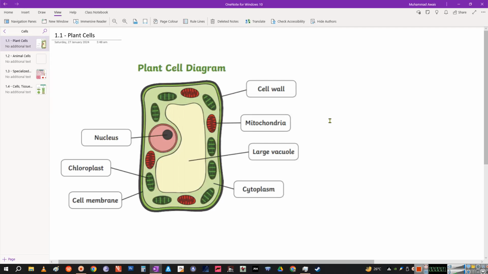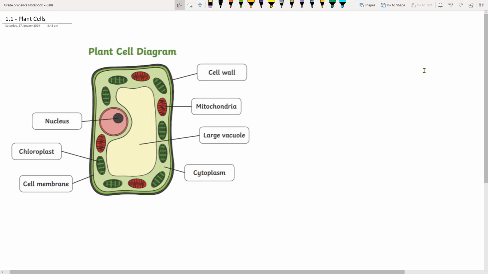Hello kids, welcome to grade 6 science. This is the revision lesson for unit 1, which is cells and the cell structures. So the first topic in this unit is the plant cell. So we're going to talk about this.